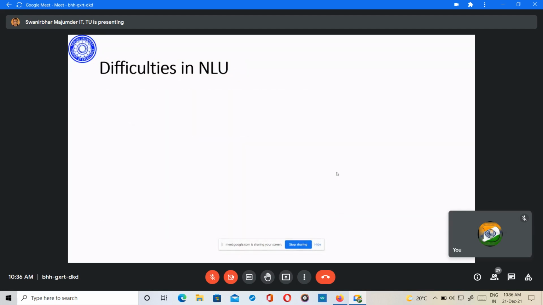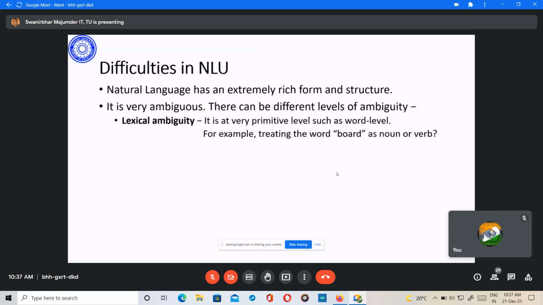Now there are different difficulties in natural language understanding. The difficulties because of which natural language understanding is tougher: number one, natural language has an extremely rich form of structure. That means different languages have different structures, as well as different dialects. So it is very ambiguous, a mixture of things, and there can be different levels of ambiguity. The first one is lexical ambiguity, which is a very primitive level.